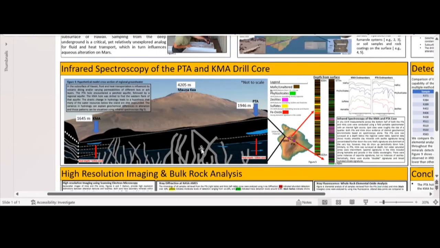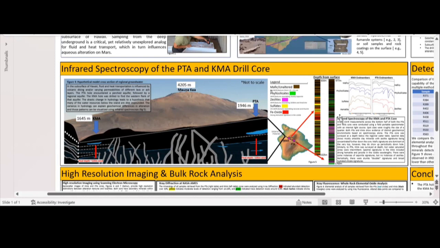So we start by surveying the core using a shortwave infrared instrument to determine the alteration mineralogy of the core. For the PTA, which is right here, we survey the rocks that are within this regional aquifer that was discovered during drilling. The dominant mineralogy is going to be rather low temperature and near neutral pHs, with minerals like saponite, ittensite, and zeolites being detected in the shortwave.